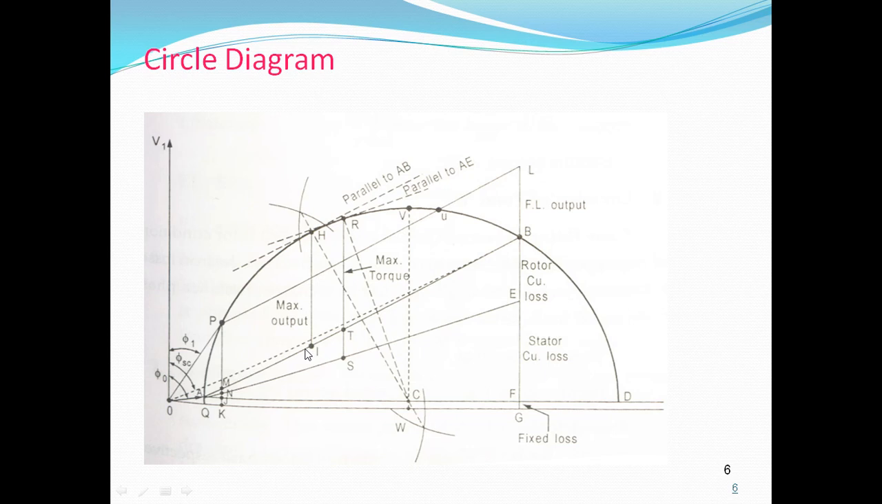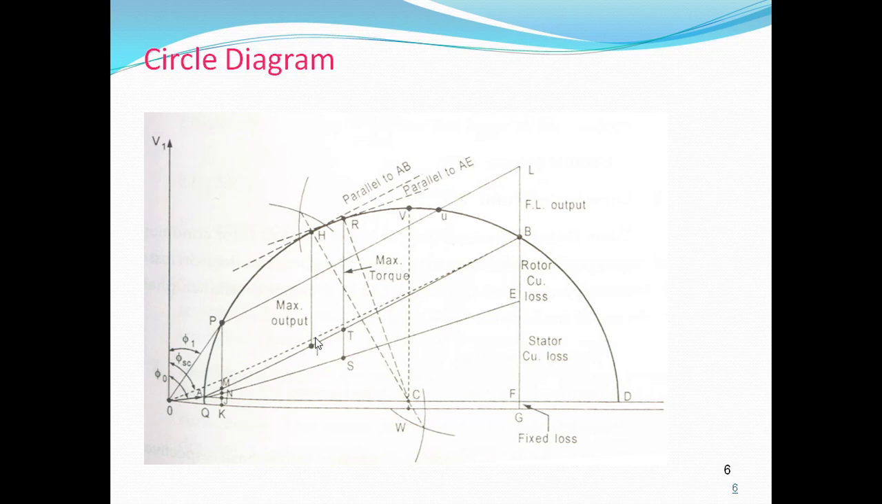Next, maximum output. If a line is drawn parallel to the output line AB, if you draw a line parallel to line AB and tangent to the semicircle, then the vertical intercept, that is HI, between the tangent line and output line AB represents maximum output.